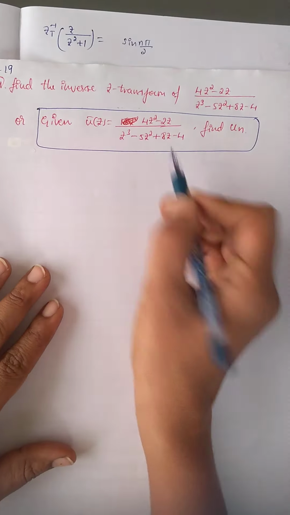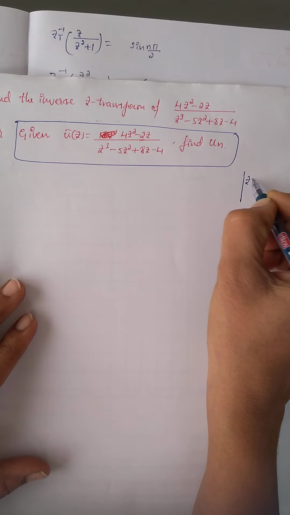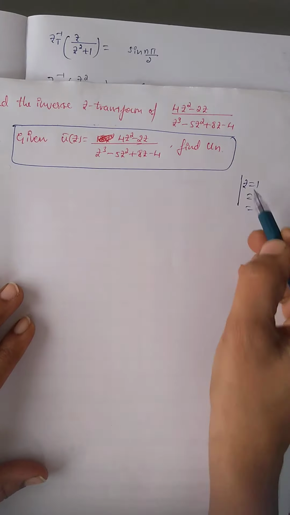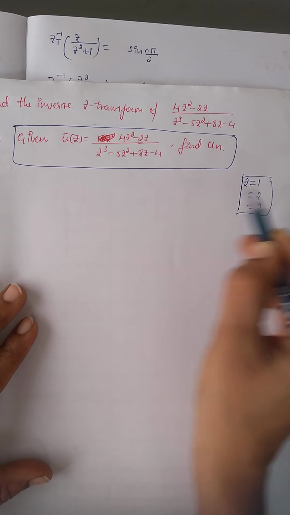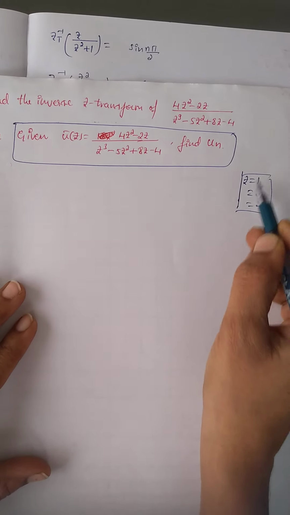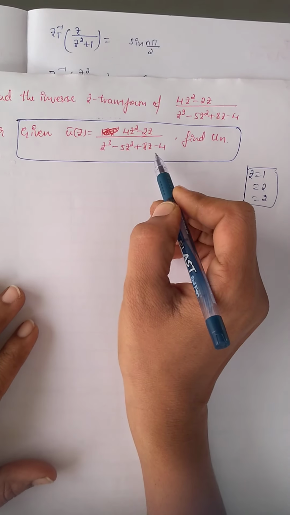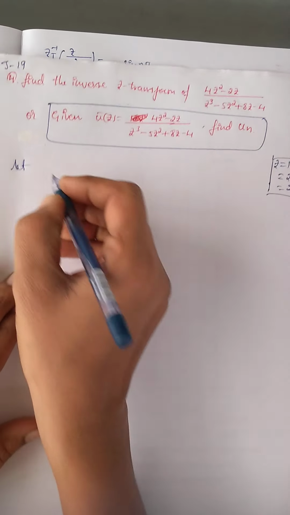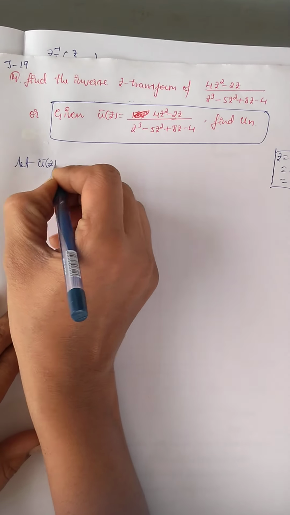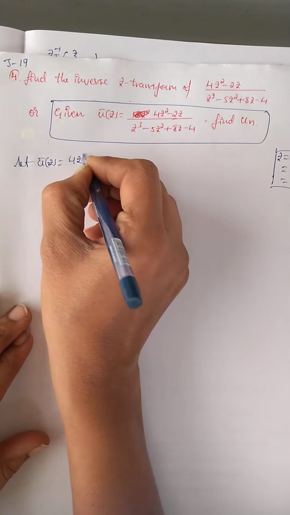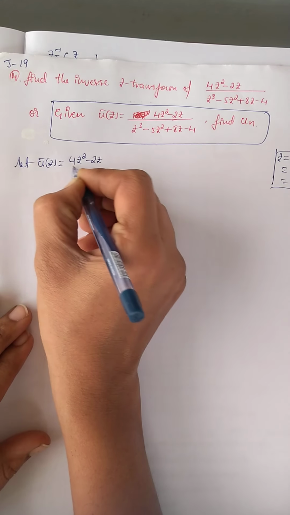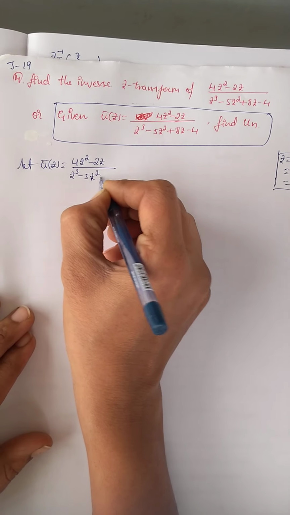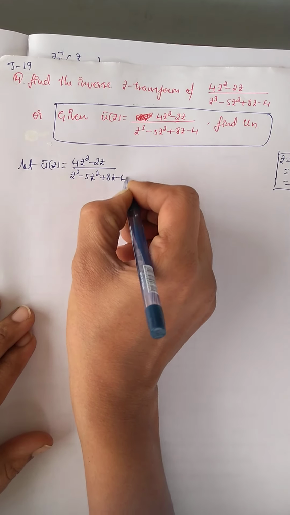Here after solving this equation we will get z values 1, 2 and 2. We get 3 roots, and using Casio also we can solve this cubic equation. Using these roots we can factorize this denominator. So here given, let U bar of z equal to (4z² − 2z)/(z³ − 5z² + 8z − 4).